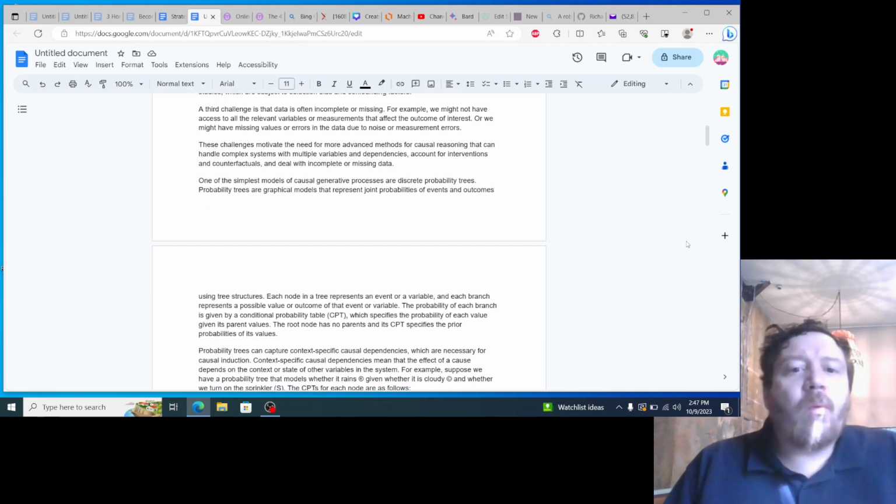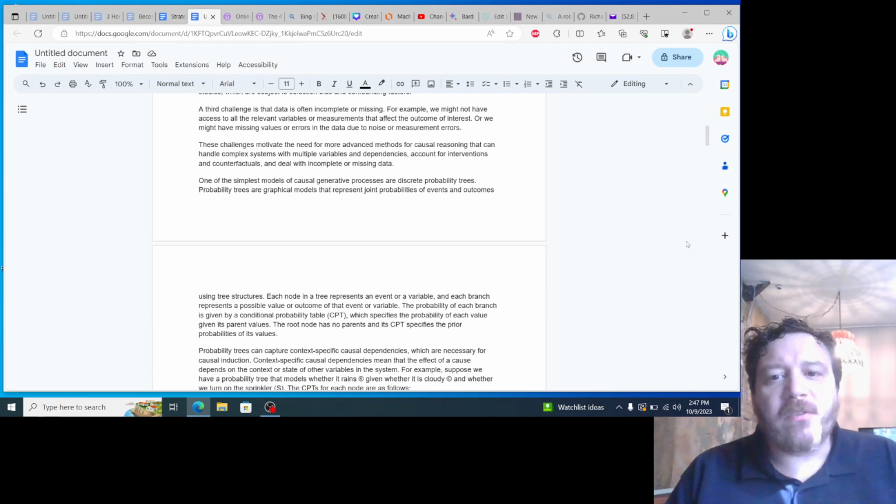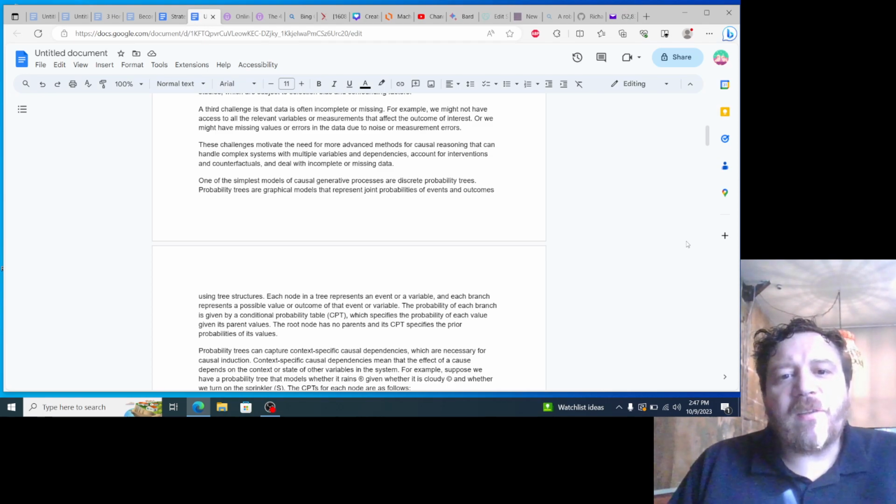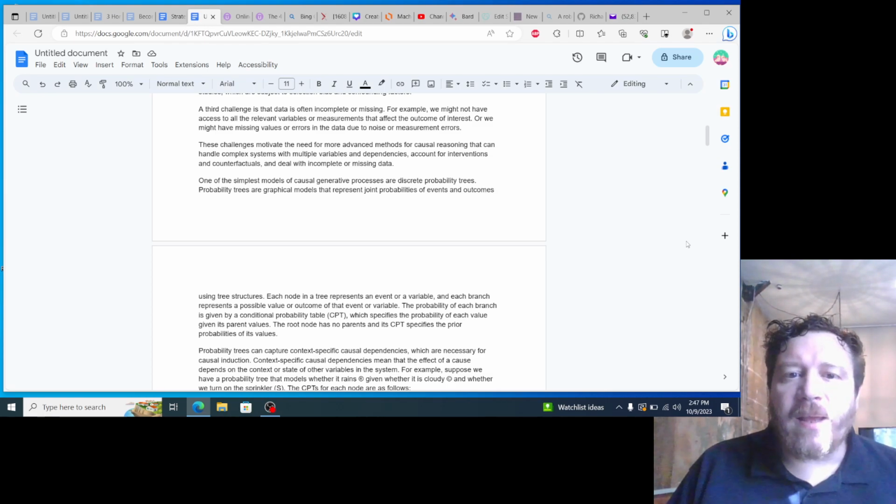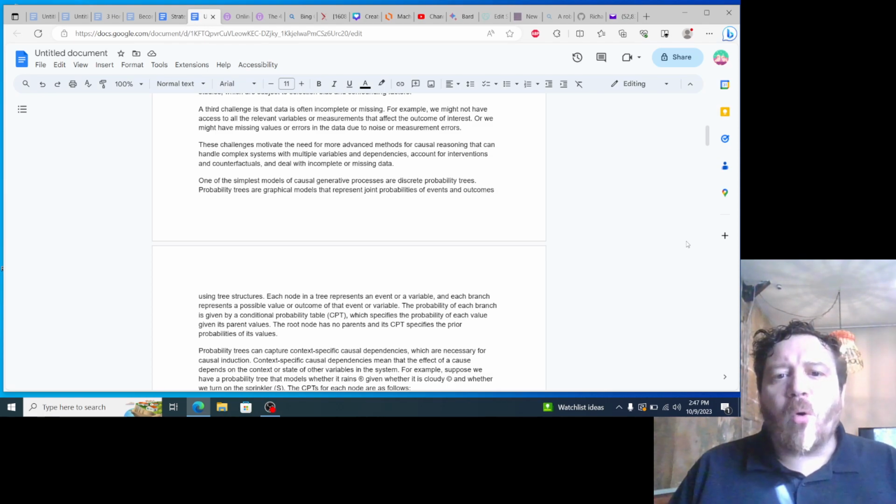For example, we might not have access to all of the relevant variables or measurements that affect the outcome of interest, or we might have missing values or errors in the data due to noise or measurement errors. These challenges motivate the need for more advanced methods for causal reasoning that can handle complex systems with multiple variables and dependencies, account for interventions and counterfactuals, and deal with incomplete or missing data.